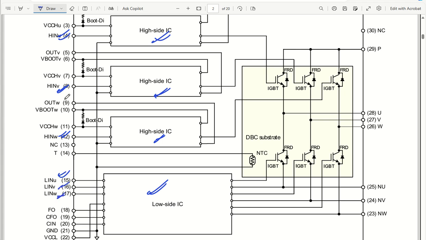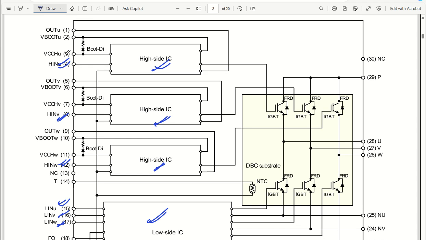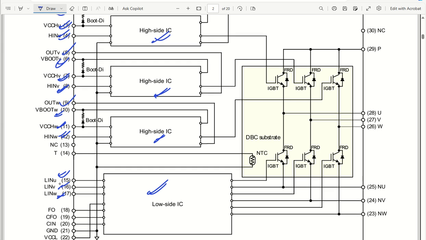We have a high voltage logic supply for the U, V and W phases as well, which will take around 15 volts. Then we have output U, output V and output W. We have bootstrap capacitors for the U, V and W phases. So these are the six parameters that we have got. We have a no connection pin, which is pin number 13. We have a temperature pin.